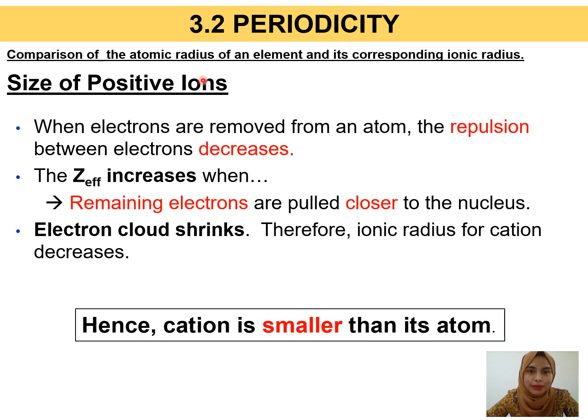One of the syllabus points in periodicity is that you need to know how to compare the atomic radius of an element with its ionic radius. You have to compare the atomic radius with their respective ionic radius. Okay, so let's talk about the size of positive ions.